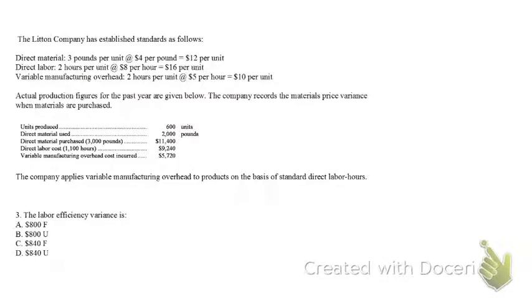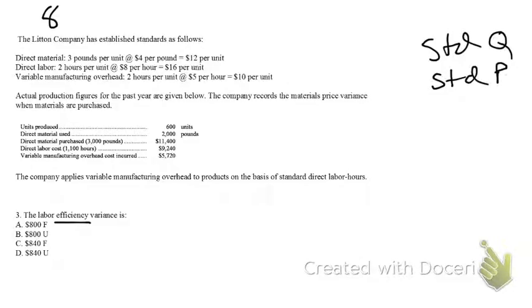The next question is question number 8, and I am looking for an efficiency variance, so I'm looking for a quantity variance. So I'm looking for the right-hand side. I'm going to be comparing standard quantity and standard price to actual quantity and standard price. And I'm going to be looking for labor.